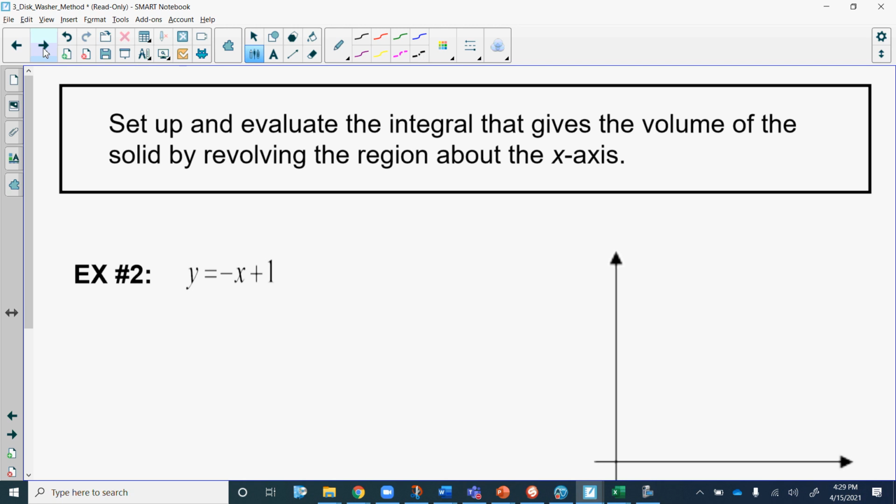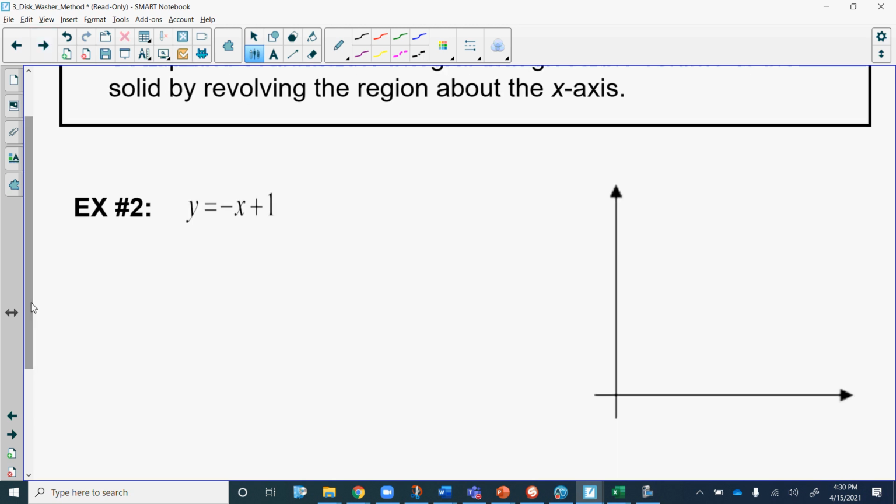And here, set up and evaluate the integral that gives the volume of the solid by revolving the region about the x-axis. So here, they're giving us just negative x plus 1. So that's a pretty straightforward linear function. We're going to have a y-intercept at 0 and 1, and it's going to have a slope of -1, and it'll have an x-intercept of 1 and 0.